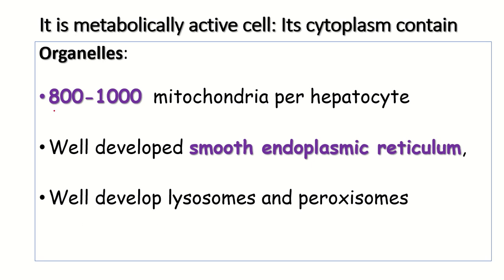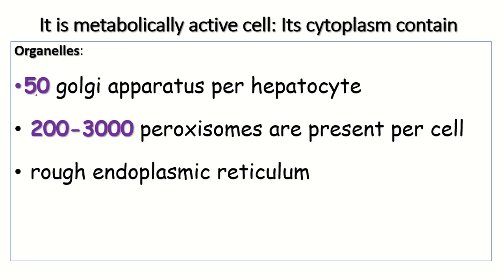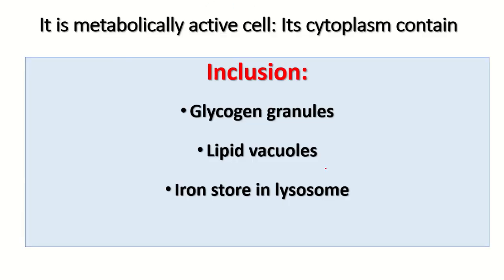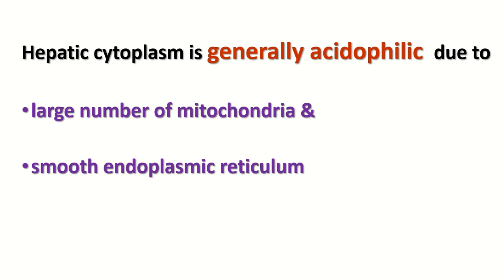It contains 800 to 1000 mitochondria per hepatocyte, well-developed smooth endoplasmic reticulum, lysosomes, and peroxisomes, and about 50 Golgi apparatus per hepatocyte, 200 to 3000 peroxisomes per cell, and a large amount of rough endoplasmic reticulum. It also contains inclusion bodies, glycogen granules, lipids, and iron storage in lysosomes.